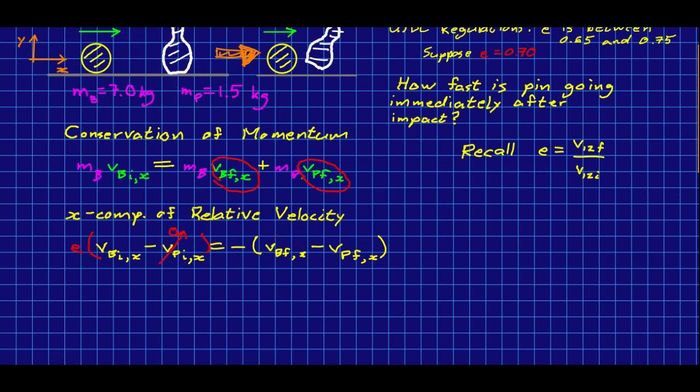Here's your strategy. Solve for the final x component of the ball's velocity out of the relative velocity equation here, and substitute that into the conservation of momentum and rearrange to solve for the thing we're looking for. So you should pause the video and do that, and when you come back, I'll have done the algebra too, and you can check yours against mine.